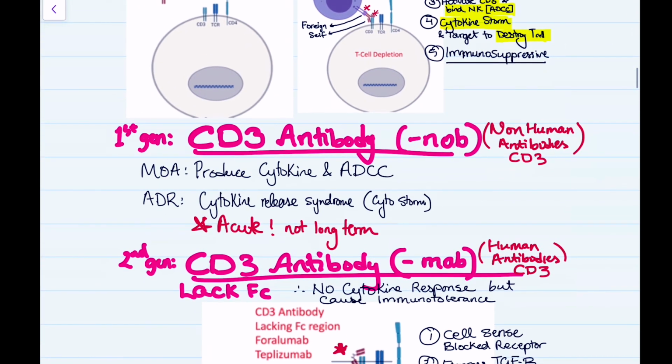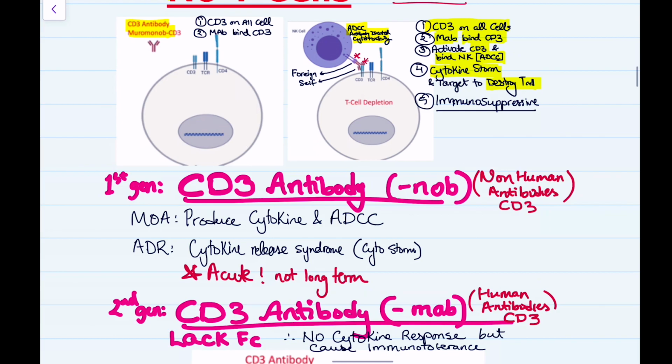So first we have the CD3 antibody, the NOB. Their mechanism of action is once again to produce cytokines and cause ADCC, antibody-directed cytotoxicity. The side effect is that we get a cytokine release syndrome, or another term is cytokine storm. So we only use this for acute treatment.